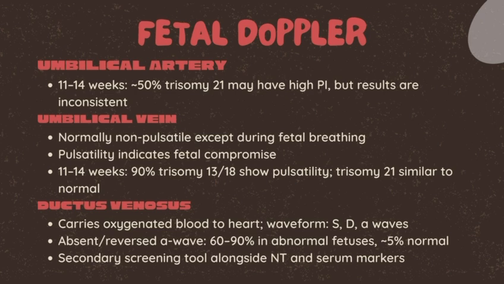The ductus venosus carries oxygenated blood to the fetal heart and shows a waveform with S, D, and A waves. An absent or reversed A wave is seen in 60 to 90% of abnormal fetuses compared to about 5% of normal fetuses. Doppler assessment is therefore used as a secondary screening tool alongside NT measurement and serum markers.